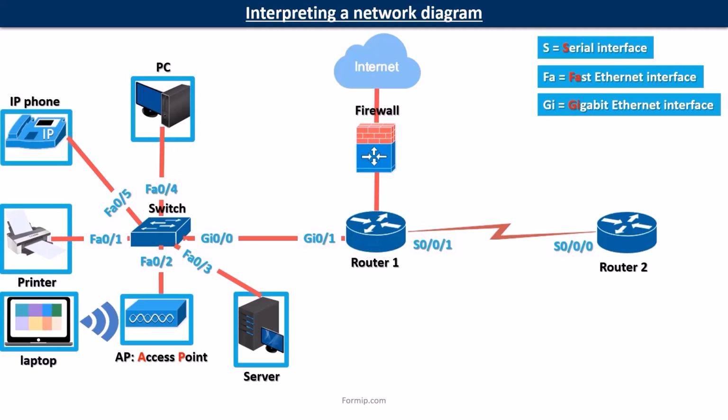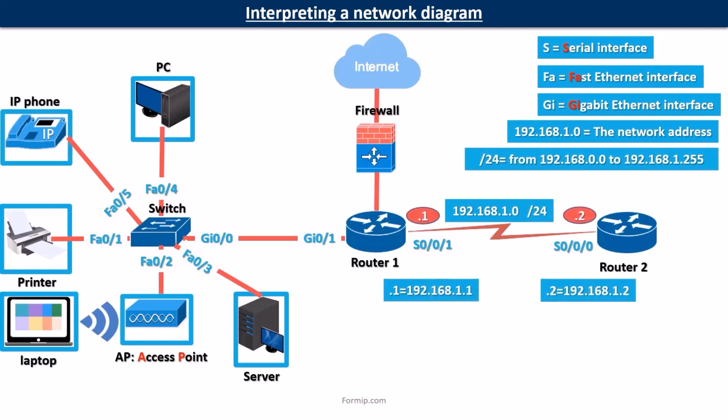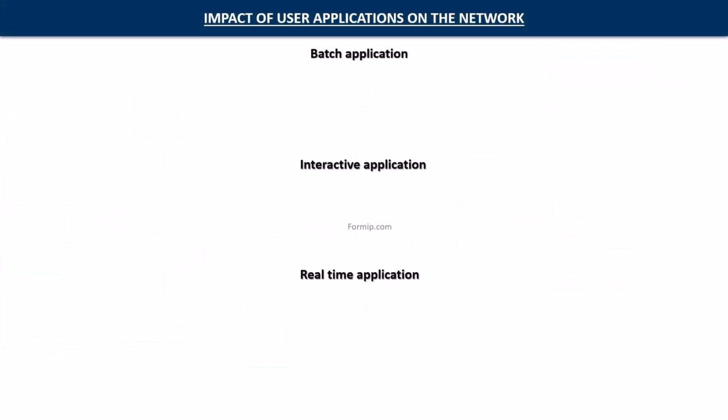For example, 192.168.1.0 is the network address. The /24 is the subnetwork mask. The numbers .1 and .2 at the ends of the device indicate the IP addresses of the interfaces. For example, the .1 corresponds to the address 192.168.1.1. We'll now talk about how applications impact the network.